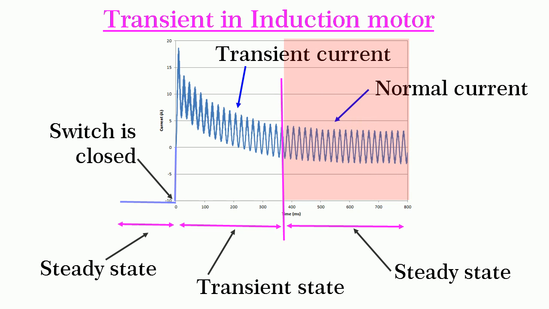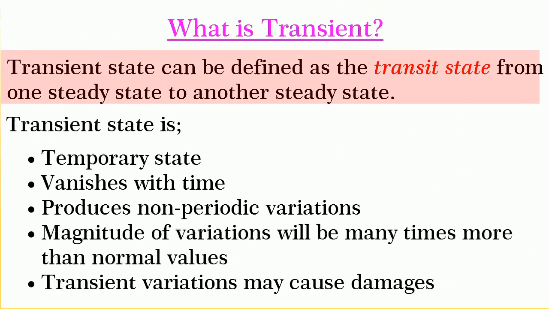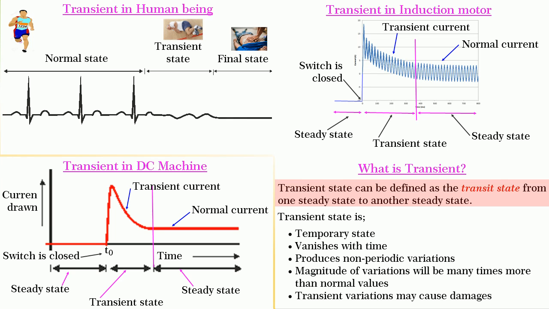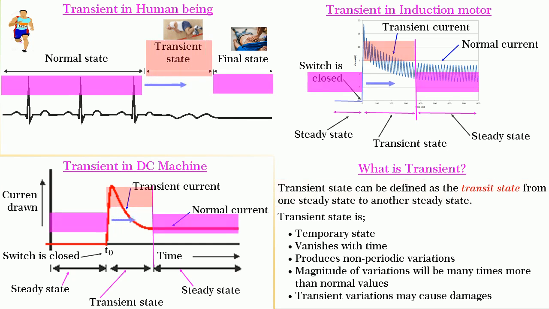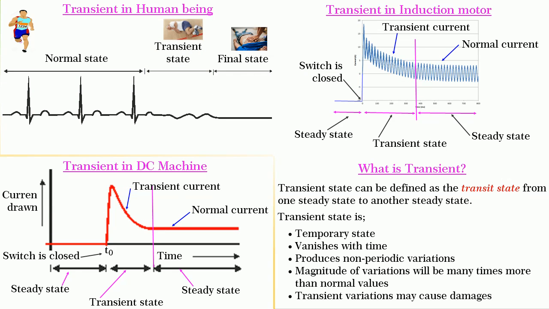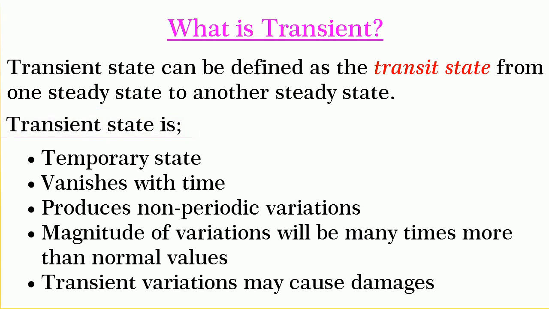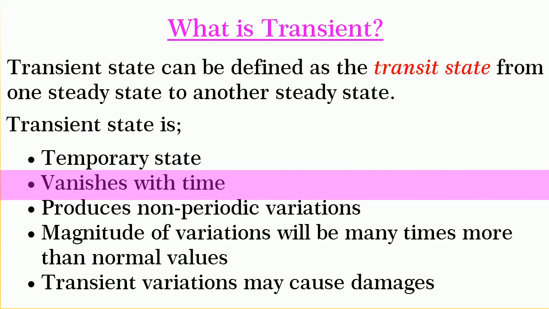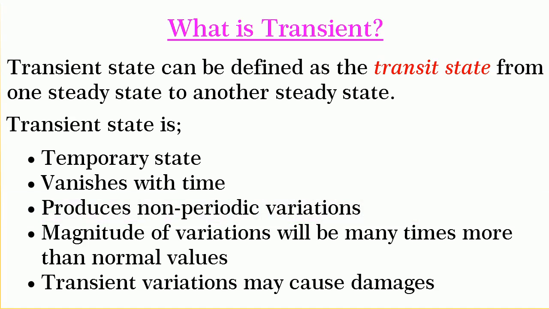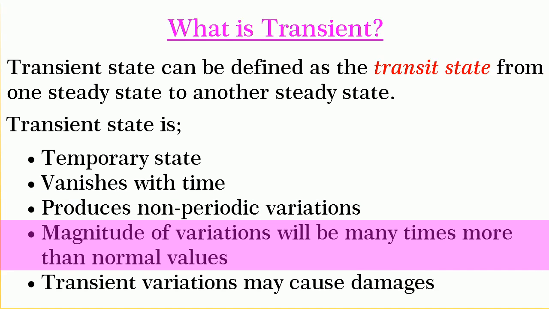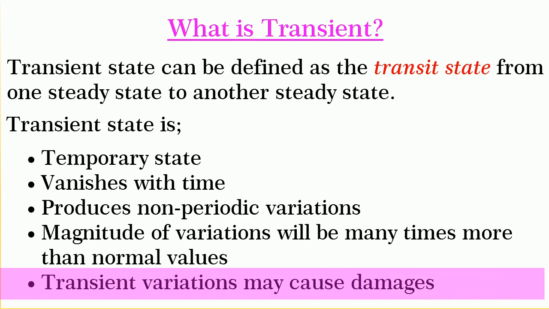So friends, we can define a transient as a transit state from one steady state to another steady state. Observe that this happens in all the examples that we have described. So, it may also be stated that the transient state is a temporary state. It vanishes with time, produces non-periodic variations, and magnitudes of non-periodic variations will be many times more than the normal values. Because of these reasons, friends, transient variations may cause disastrous effects when they occur.